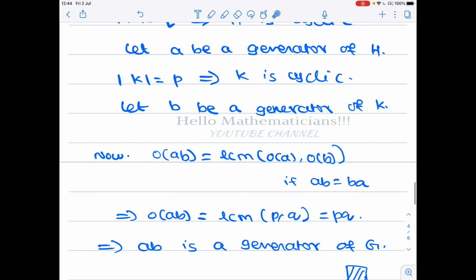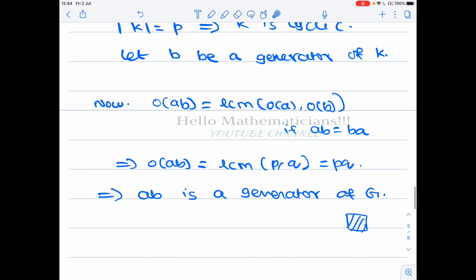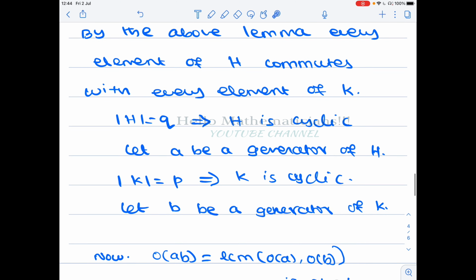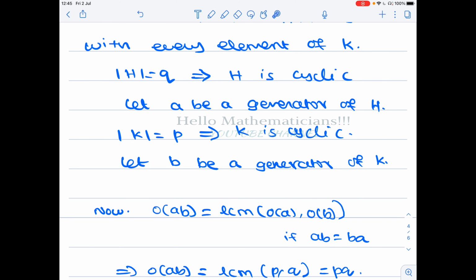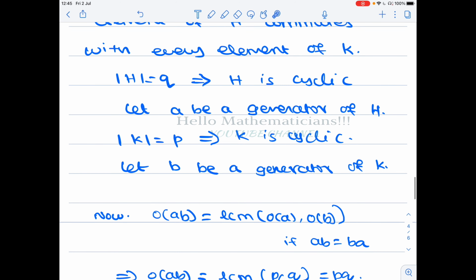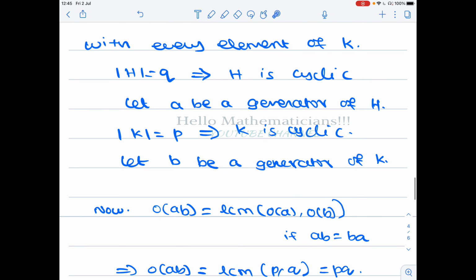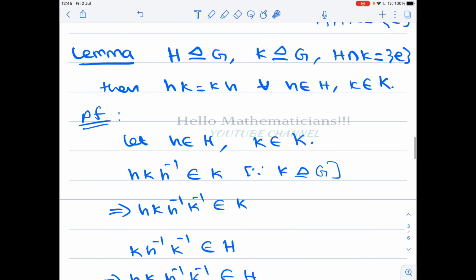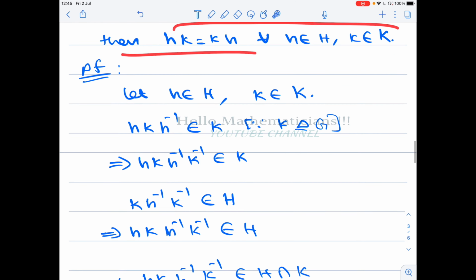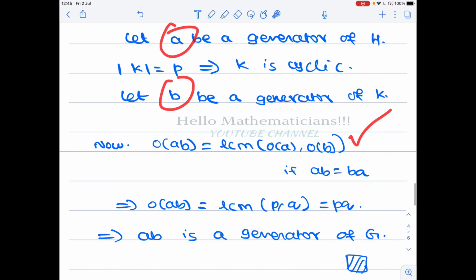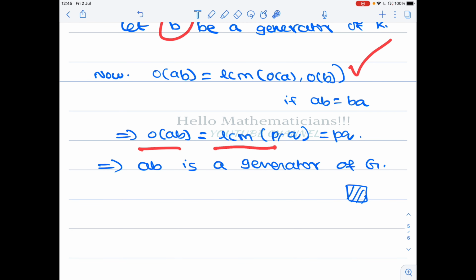Now we calculate what the order of ab is. The order of ab will be the LCM of the order of a and the order of b, if a and b commute. Here only we are using the lemma. So by our lemma, every element of H commutes with every element of K. Why? Because H is a normal subgroup, K is a normal subgroup, and their intersection is identity. Therefore, by this lemma, a will commute with b. So we can apply this result. So we get the order of ab equal to the LCM of p and q.